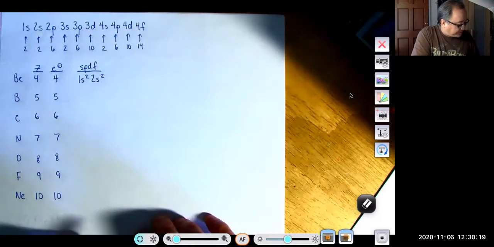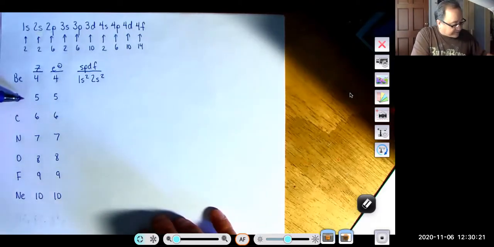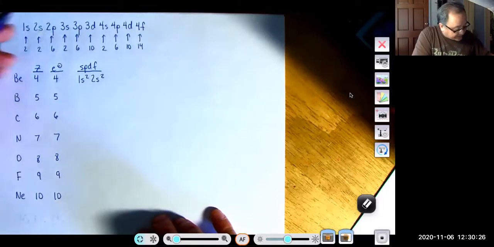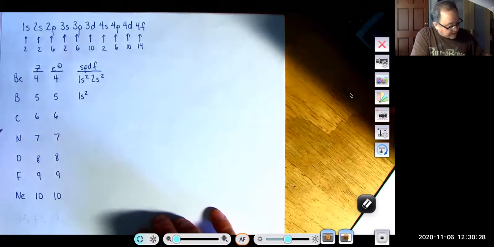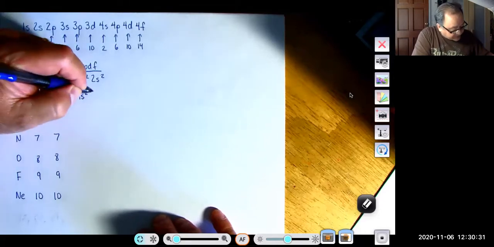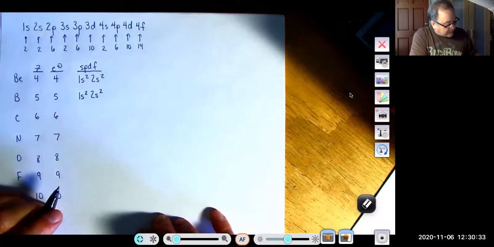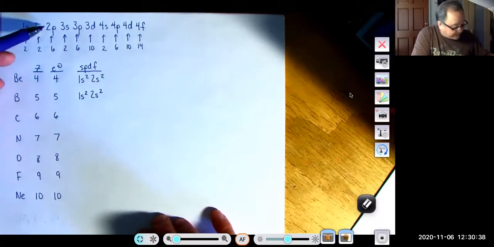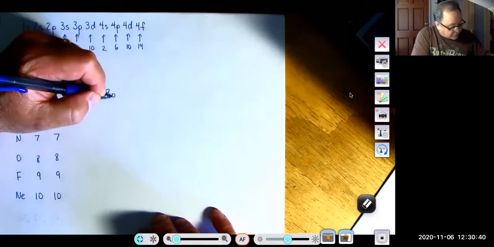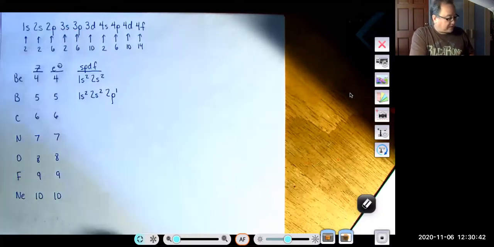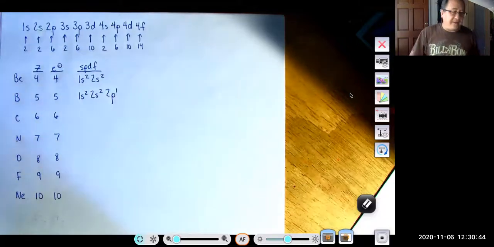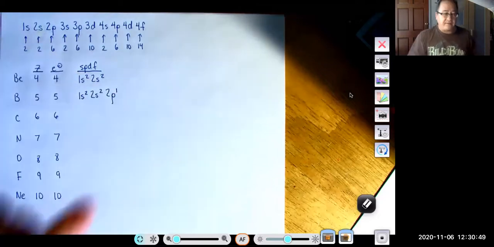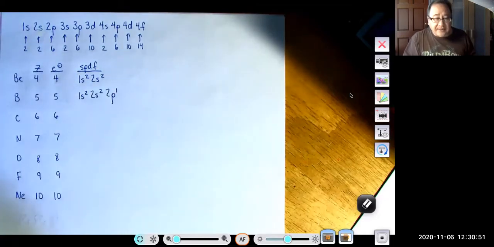Okay. Now for boron, we do the same thing, only we have 5 electrons. How many can we put into the 1s? 2. How many can we put into the 2s? 2. But we still have 1 more electron. Where do we put it? We put it into the 2p. So 2p1. Now notice here, we don't leave this number off. We always put a number there to tell you how many electrons are in that subshell.